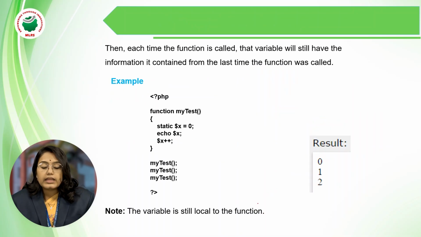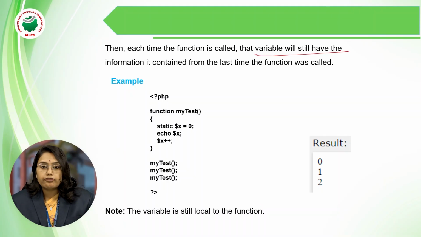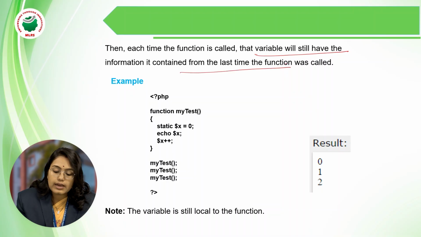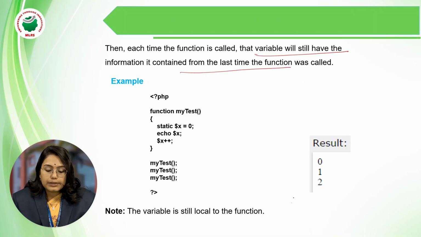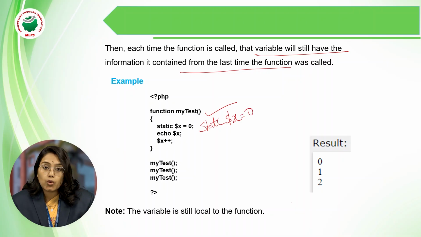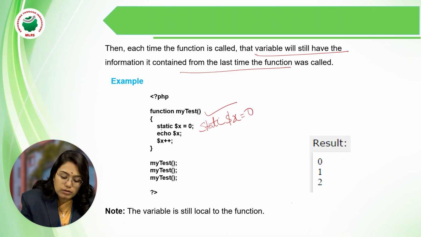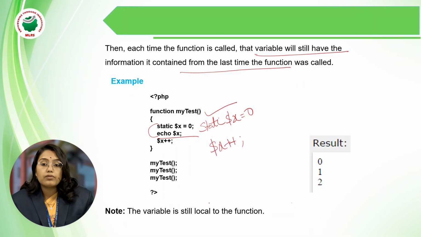Next, each time the function is called, the variable will still have the information it contained from the last time the function was called. Coming to the example, here we are opening the file and declaring the value of $x as static 0, and we want to print the value. Then we are using echo $x and $x++, because we want to increment the value.